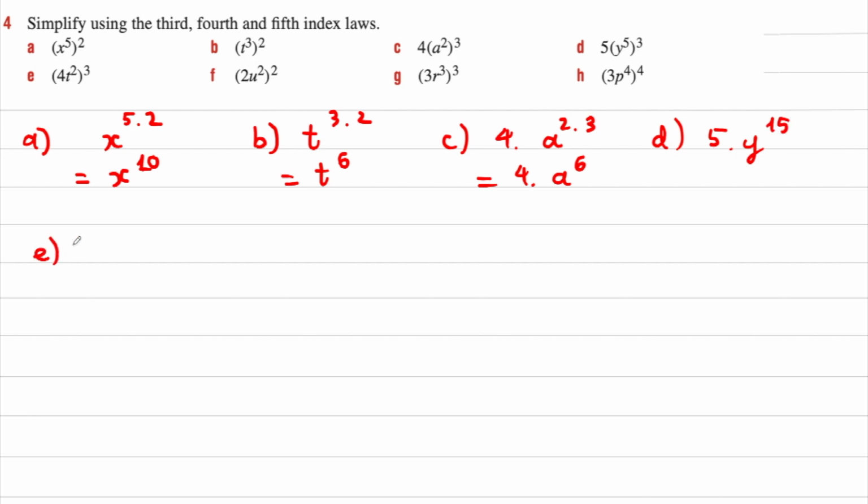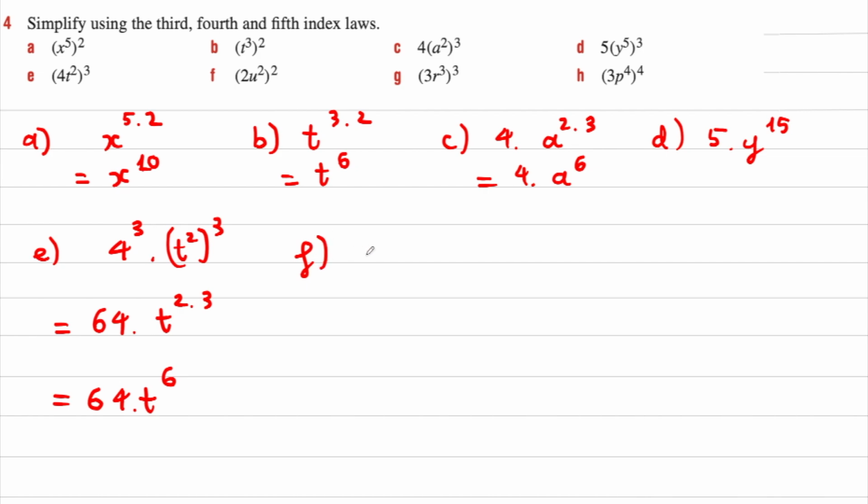And question E, 4 and q outside. Apply it to each of the terms inside the bracket. The first one is 4 to the power of 3, and t squared, and q outside like this one. 4 cubed means 64, and for t here, 2 times 3, and then the result will be t to the power of 6. Question F, you got 2 squared and then u squared inside the bracket, and squared outside one more time. This one is 4 and this one is u to the power of 4.